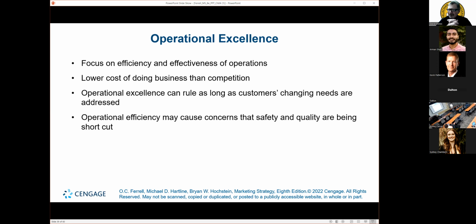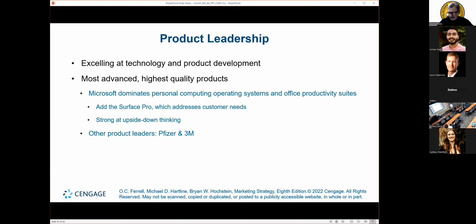I want you to also notice that Walmart doesn't invest in refrigerators or what we call white goods or dishwashers. And the reason for that is that's an entire section of their organization service that they simply don't want to deal with. And as long as they stay within their sphere, they're fine. Operational excellence. The next is product leadership, excelling in technology and product development.